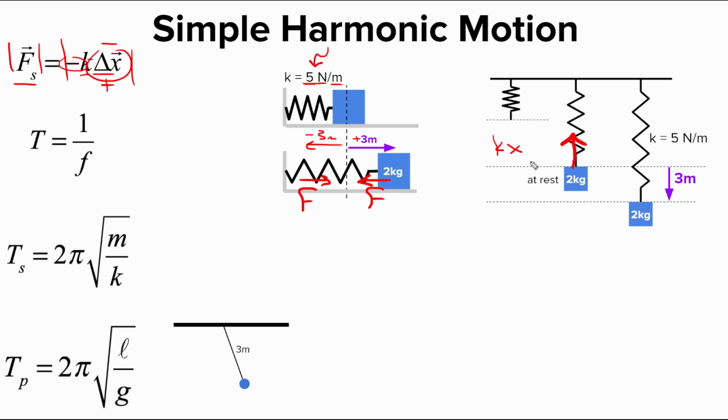So my spring force would be upward, kx. My gravity would be downward. If this is 2 kilograms, then I would have 20 newtons downward. That just means kx has to equal mg. In other words, k, which is 5, times x, which is what I want to know. I want to know how far this thing stretched right here, equals 20. So this thing must have stretched 4 meters. It's hanging down 4 meters below its unstretched length right here. So it'd be 4 meters right here.